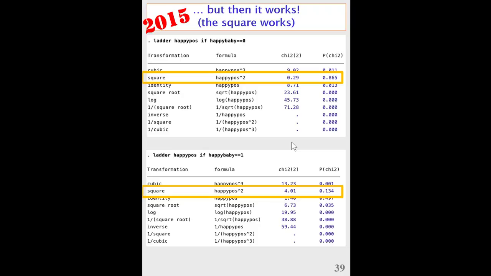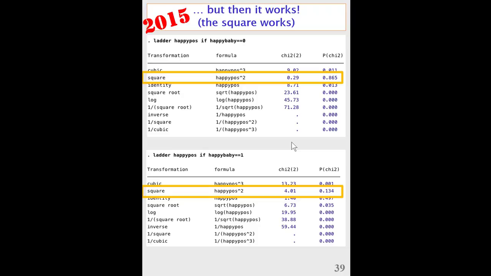And now we also check the same one for happy baby equal to 1, because if I want to transform the variable, then what I can do is do this in group 0 and in group 1, but what I cannot do is use one transformation in group 0 and another in group 1. So I have to use the same for both. And in fact here, we're lucky because happy pos squared also rejects normality.